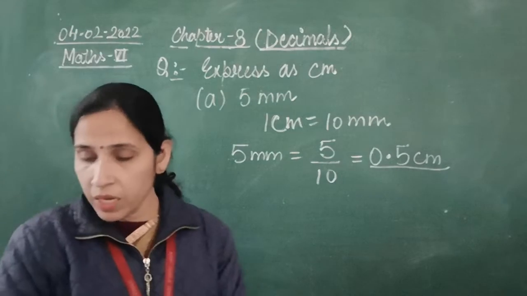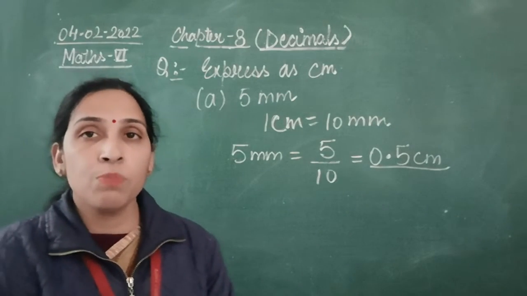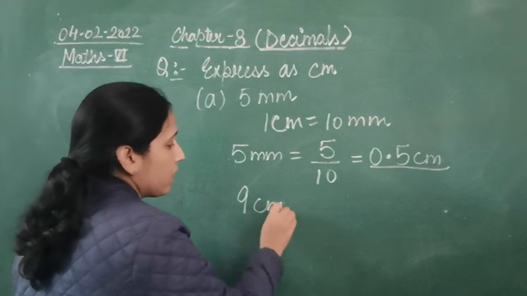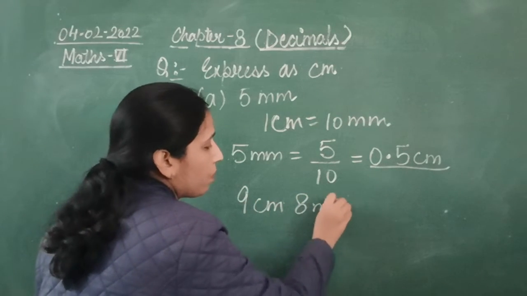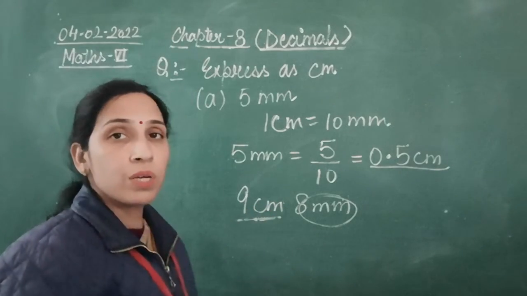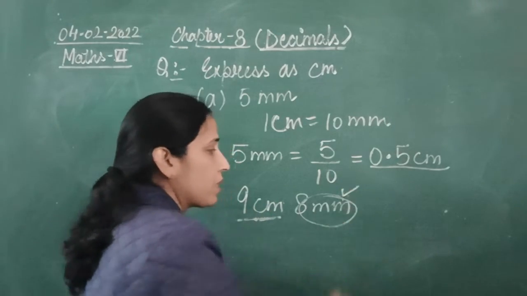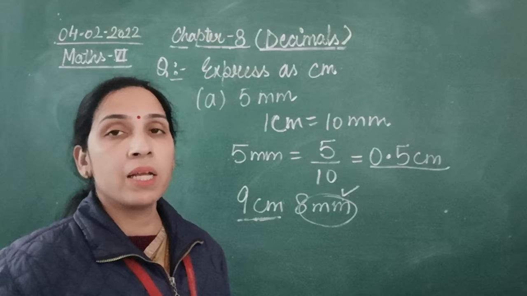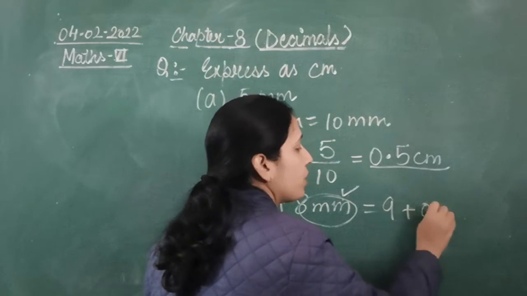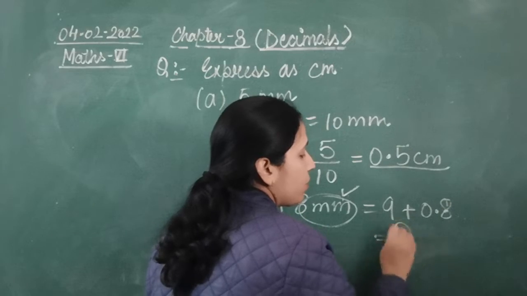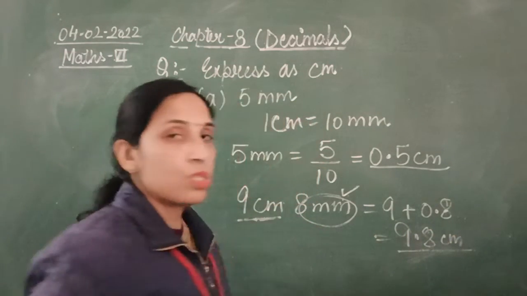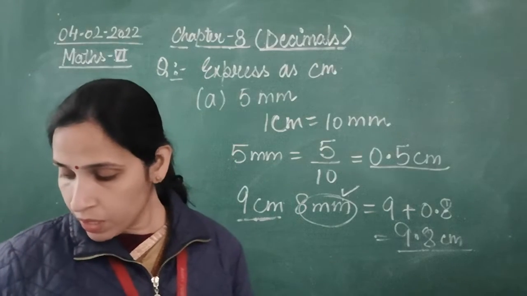It might be possible that you are given such a question: 9 centimeter and 8 millimeter. The part which is already in centimeter, you are not going to convert. You will convert only this part. 8 will be divided by 10 and this will become 9 plus 0.8, which will become 9.8 centimeter. So such a question will be there.